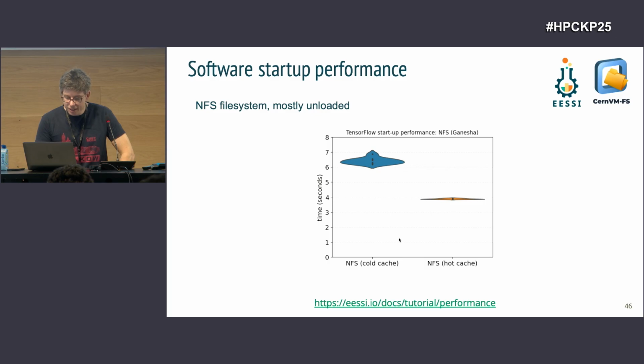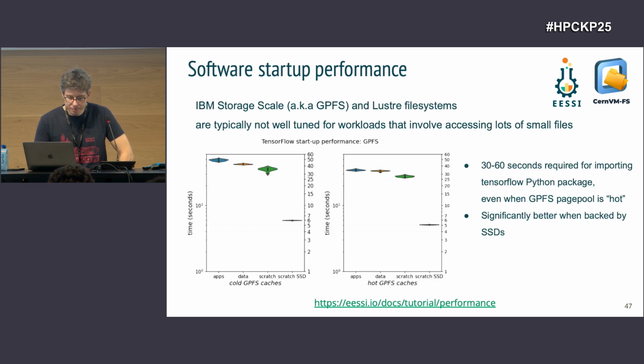Next, NFS is a bit worse, especially on the cold cache, if you use network file systems. And then GPFS and Lustre are actually fairly bad. Here there are different configurations. With SSD, you can see that you go to around 30 to 60 seconds for importing TensorFlow and the Python package.